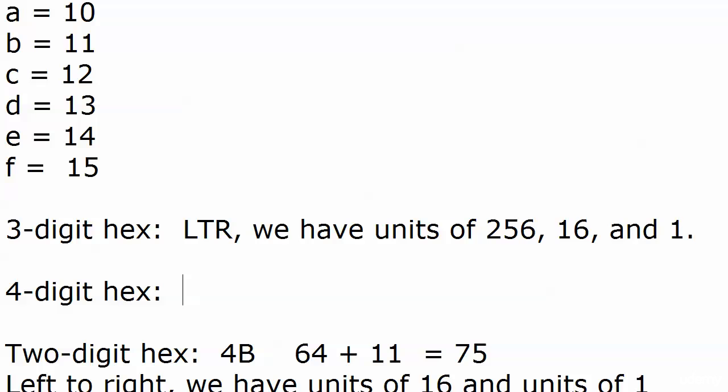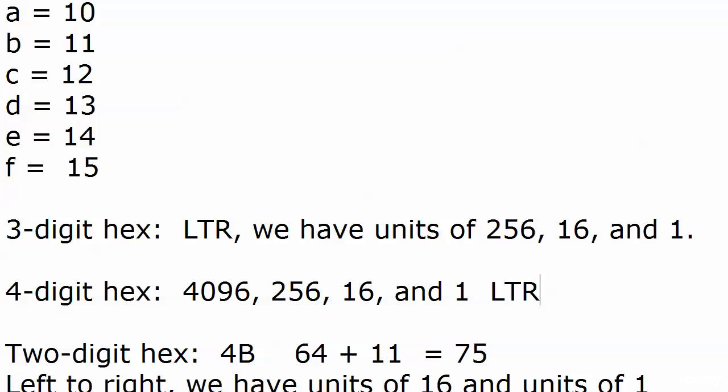If you get a 4-digit hex value, which I really can't imagine them giving you on the exam, but then you're dealing with units of 4,096, 256, 16, and 1. And that, of course, is from left to right. Again, I don't know if they would ever give you a 4-digit hex value, but at least this way you know exactly what's going on with it. All of your hex to decimal conversions are really just that simple.